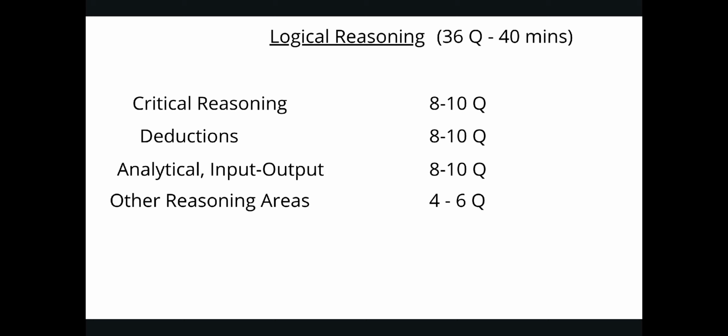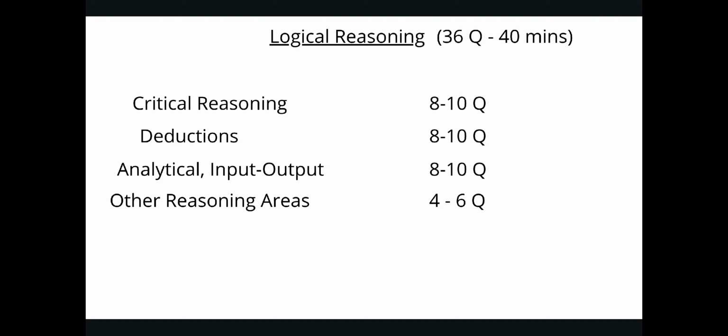And under critical reasoning, the topics are inference based questions, conclusions, arguments, strengthening the argument, weakening the arguments, and assumptions. So all these areas come under critical reasoning.